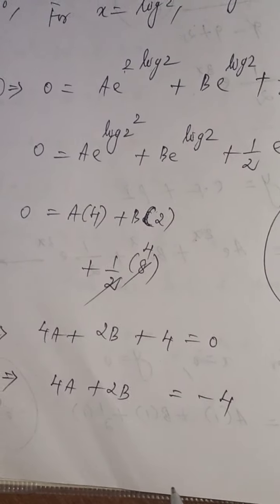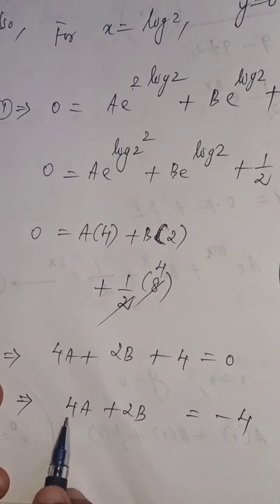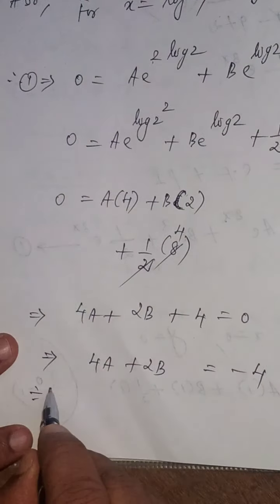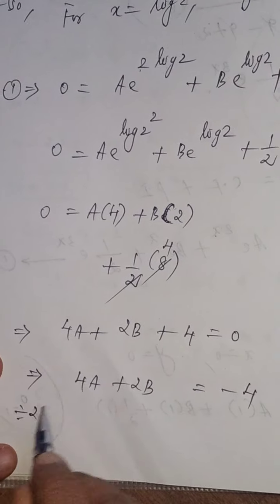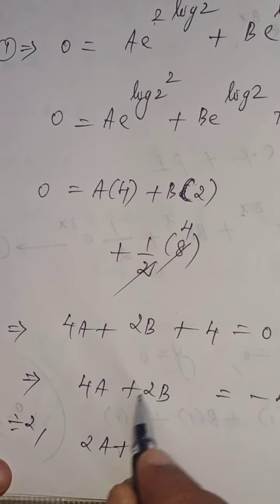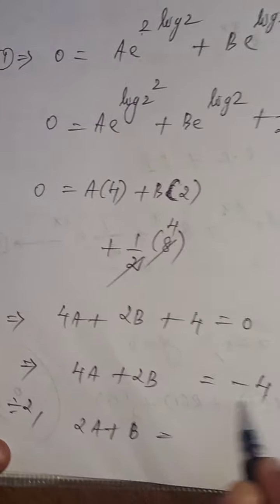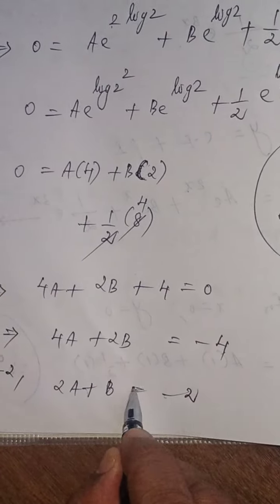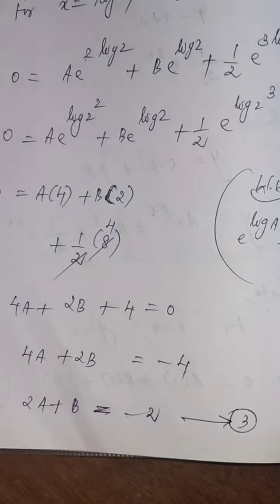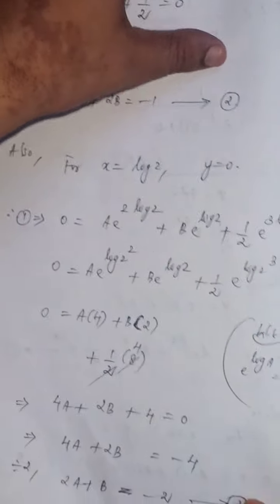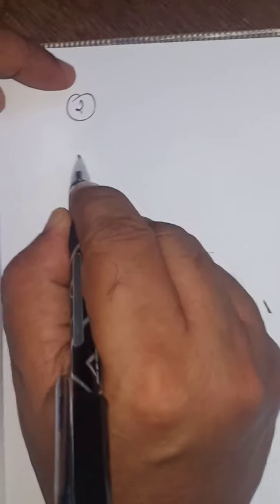Okay. Now here 4, 2 and minus 4, each and every number can be divided by 2. If we divide by 2, you will get 2, 4 and 2 get cancelled, 2a, 2 get cancelled, b, minus 4 by 2 is equal to minus 2. This is a new equation, equation number 3. So we have two different equations. Solve equations 2 and 3. Equation number 2 and 3, write as it is.